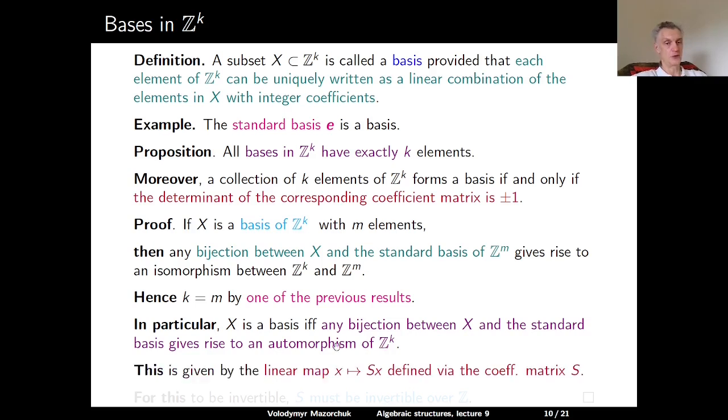Alternatively, we can reformulate it in the following way. This automorphism is given by the linear map which sends an element x to the element Sx, where S is the coefficient matrix of the elements in X. And we know from linear algebra that this is invertible if and only if S is invertible. As a linear map, if we extend scalars to rational numbers, it is invertible if S is just invertible, but in order for it to send integer vectors to integer vectors invertibly, it must be invertible over integers. So the inverse must have the same property. And over the integers, the only invertible elements are plus and minus 1, so the corresponding determinant must be plus or minus 1. And this completes the proof.